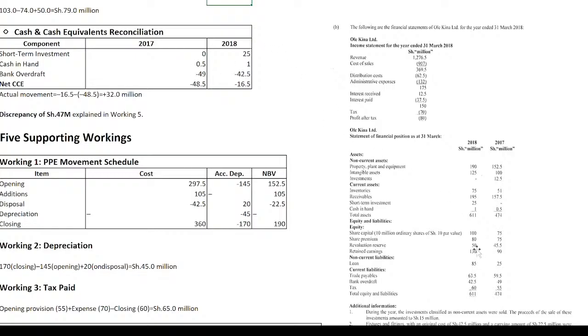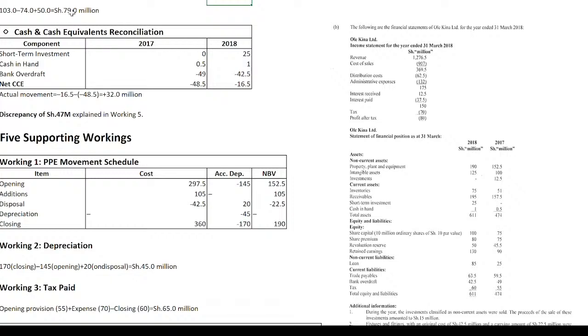In 2018, we do the same. We started with short term 25. We had 1 for cash equivalent. Then you have to deduct the overdraft, which is 42.5. We get negative 16.5. So the actual movement here started from negative 16 to negative 48. So we have an addition of 32 million. That is what we can say, we improved by 32 million.